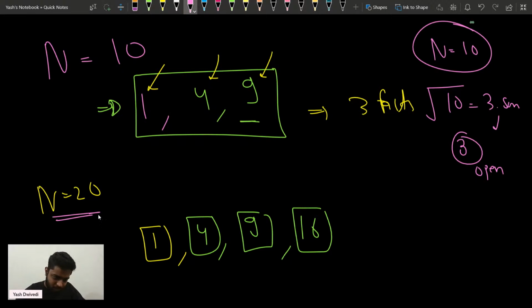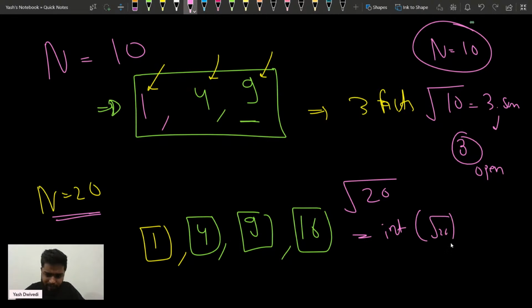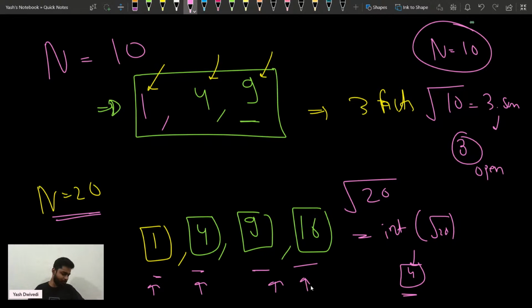If you see for n equal to 20, the square root of 20 is 4 point something. If you take the integer part of the square root of 20, that will be 4. So this means four open doors, because there are four perfect squares. Is that clear to everyone? Is the observation clear or not? All of you can hit the like button and give me a plus one if you are clear with this particular approach. Till now, everyone is clear with it.